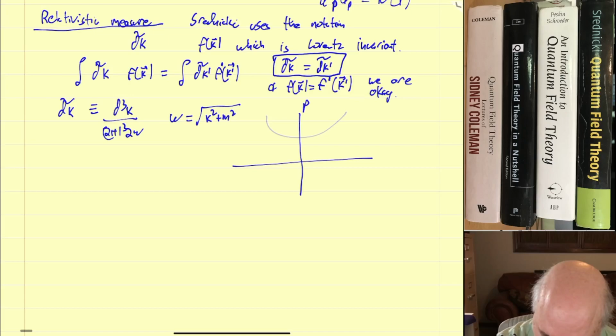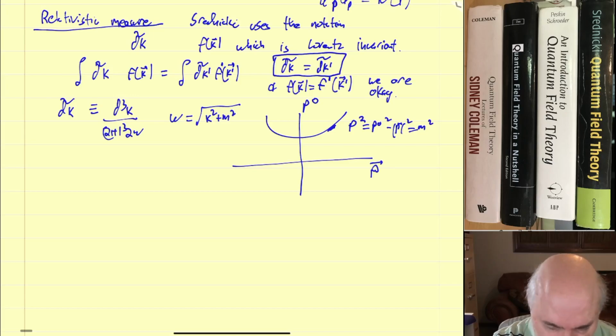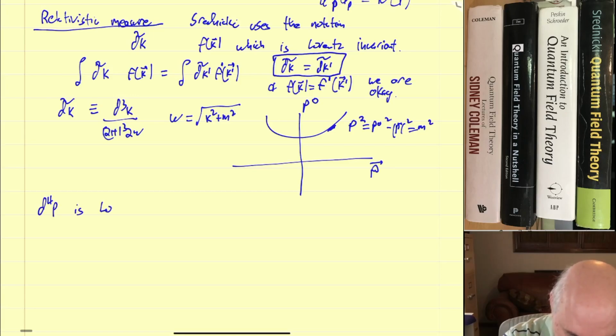let's call this p0, let's call this p. This is the hyperboloid, p² = p0² − p² = m². So our particle is always on this sheet here. So it might be around here. And we want to have an invariant measure on this sheet. So how do we do that? Well, we know d^4p is Lorentz invariant. How do we know this?